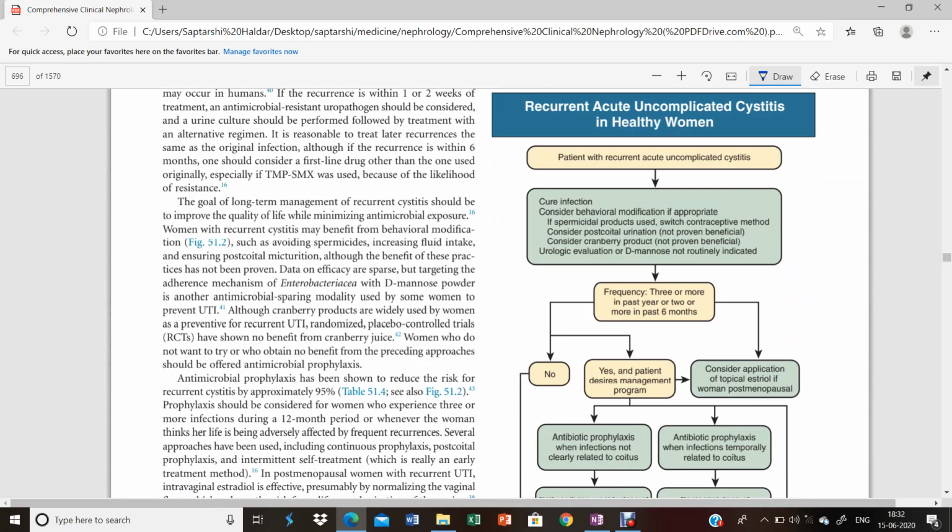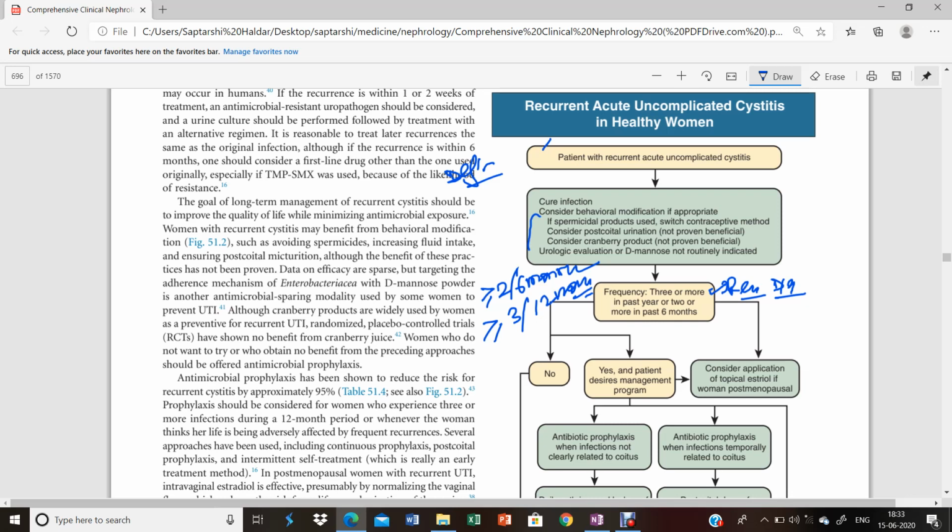Let's see when a patient presents with recurrent acute uncomplicated cystitis. What is recurrent? The first definition: when a patient presents with greater than two recurrences within a span of 6 months, or greater than three recurrences within 12 months, then we will say the patient has recurrent cystitis.